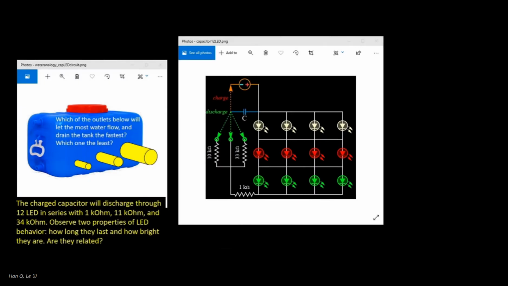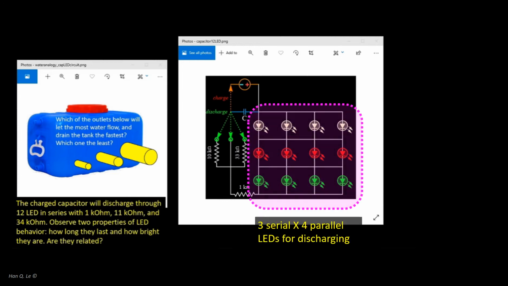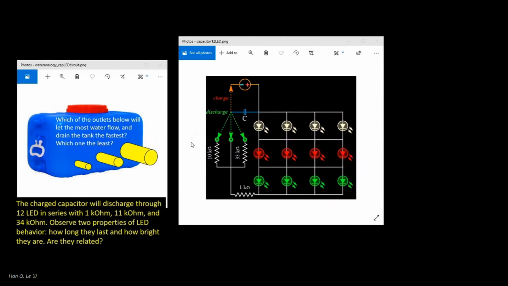The following discharging experiment is much less dramatic. Instead of an exploding iron wire, the visualization is achieved with 12 LEDs, whose brightness will be the indicator of the discharging power. Again, in parallel to the water tank analogy, which outlet of the three will release water with the highest flow rate. We use three resistances, 1 kilo ohm, 11 kilo ohm, and 34 kilo ohm.